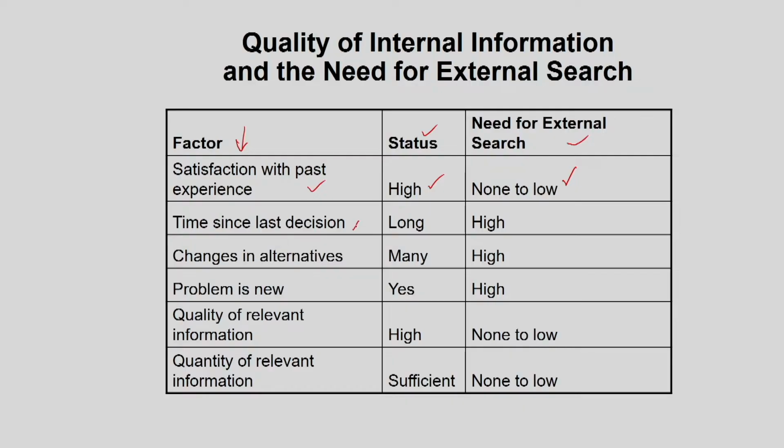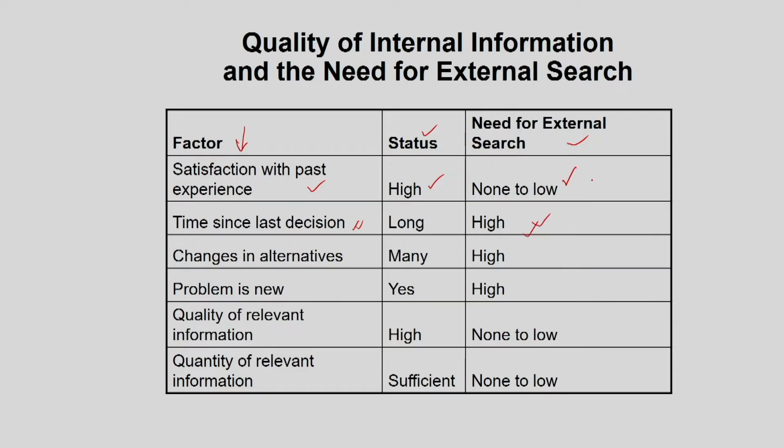The second is the time since the last decision. If the time that has elapsed between the last time you bought the product, or decided to buy the product, and the actual product purchase is very high, then there is a very high need for external search.